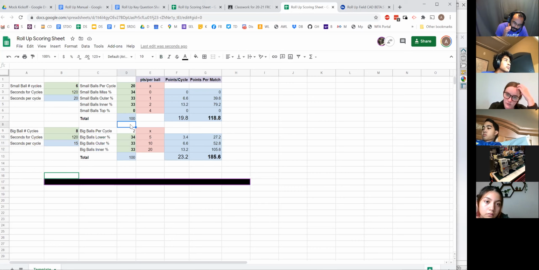Some of this, in a real situation, we'd have to figure out how to eventually build prototypes, right? We need to know, okay, how hard is it to actually make small balls in the top goal? How hard is it to make big balls in the inner goal? We don't know some of those things. So some of this we have to guess and use experience and just say, okay, we think it's going to be this difficult to figure out.